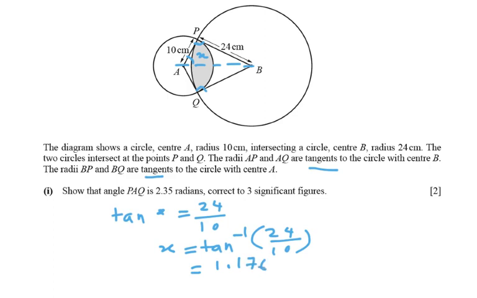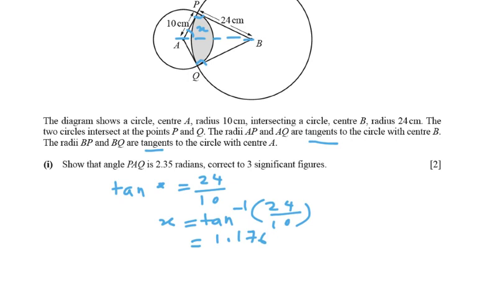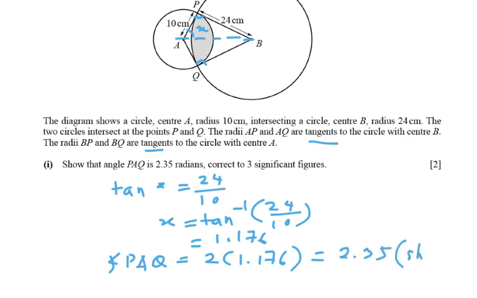1.176. Moving forward, since PAQ is 2 times of angle X, so angle of PAQ is equivalent to 2 times 1.176, and hence answer is 2.35. 1 mark will be given if you manage to show by using tangent and then the answer.